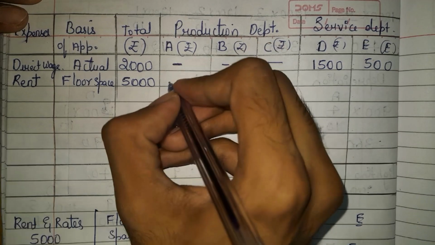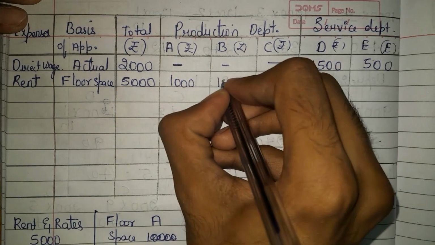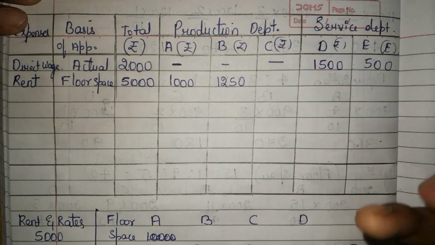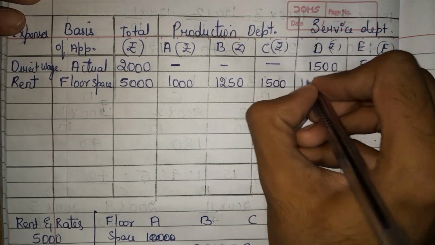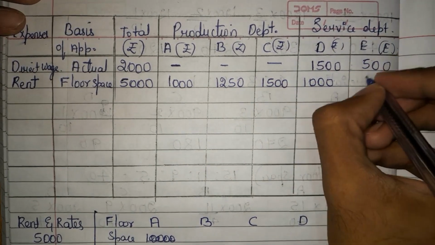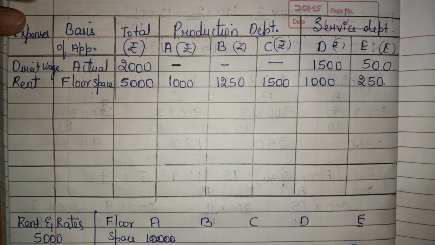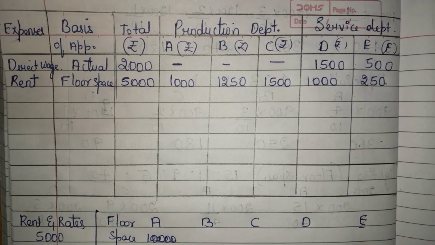So A department it will be 1000, B department 1250, C department it will be 1500, D department it will be 1000 and E department it will be 250 rupees.